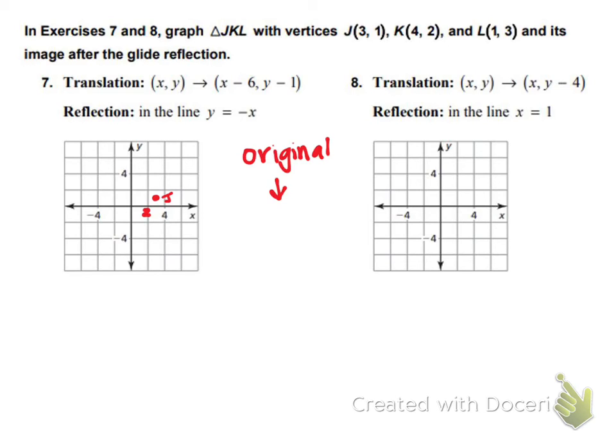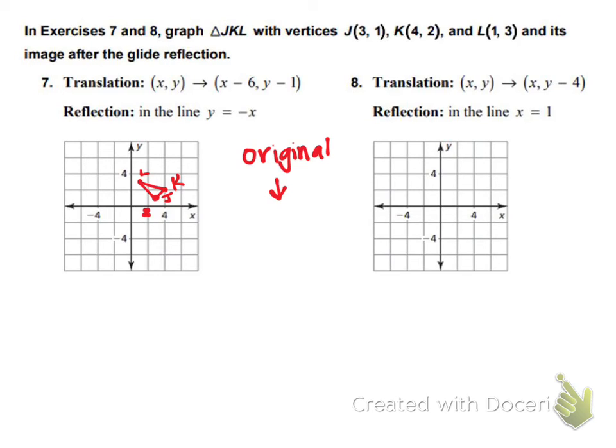There we go. K is 4, 2. So over 4, up 2. Here's K. And then L is 1, 3. So remember, 1 is halfway between 0 and 2, and then 3 will be 2, 3. Go ahead and connect the dots. Are we okay with our original?